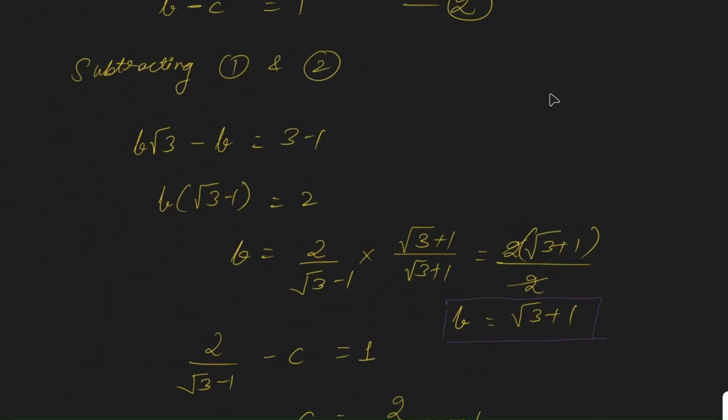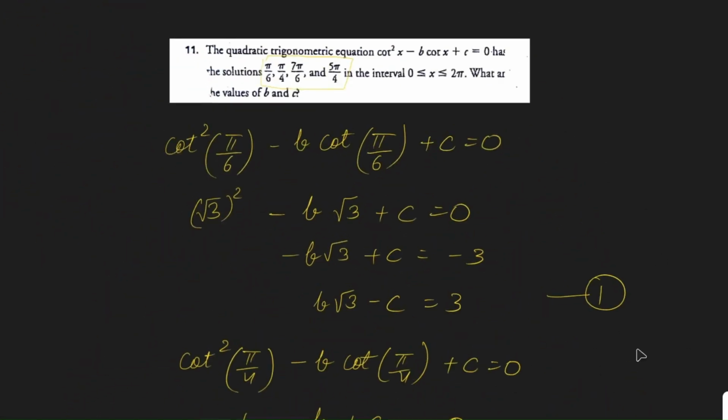We can also check whether our solution is correct by putting this back here and checking with the other values. But the other values that are here, 7 pi by 6 and 5 pi by 4, are the co-terminal values for these particular angles, pi by 6 and pi by 4. So you can use any of the 4 values to get your answer, right? But since there are only 2 variables, you need to make only 2 equations to solve for these 2 variables. Alright, so let's start.